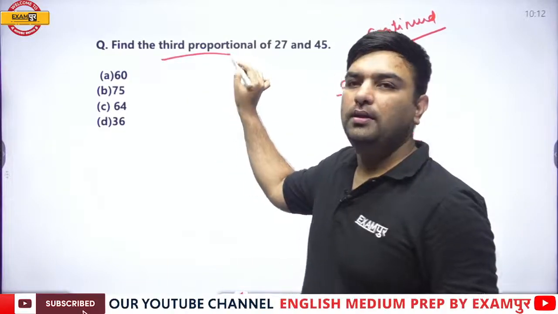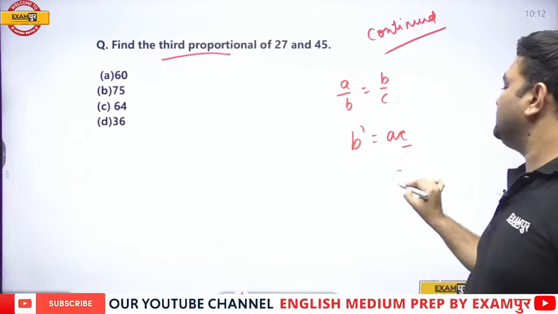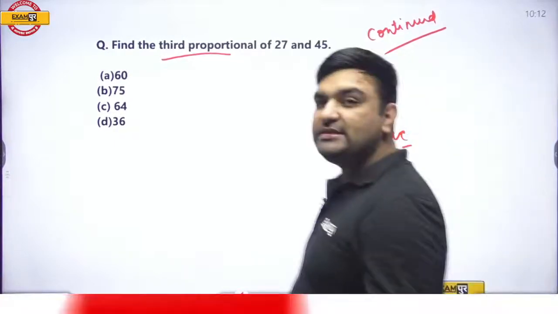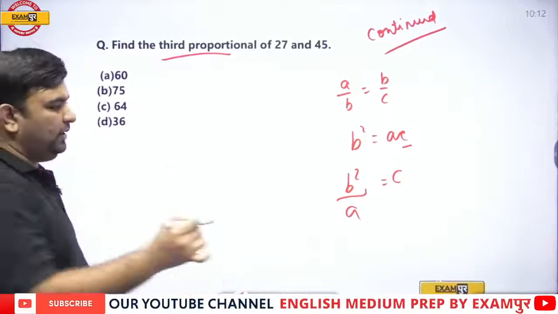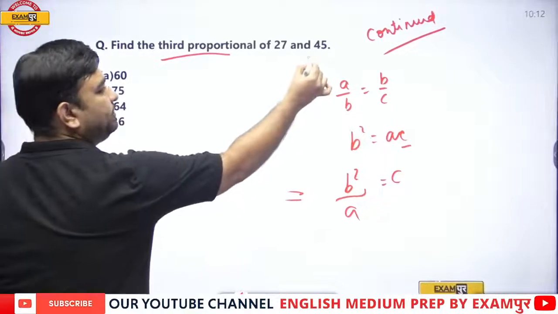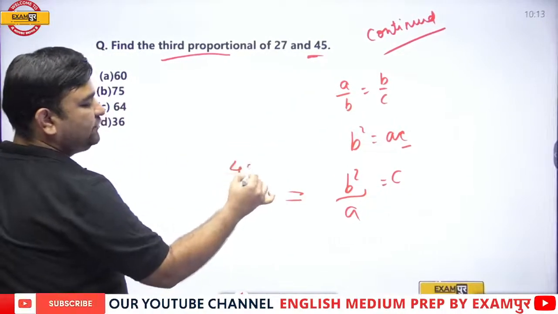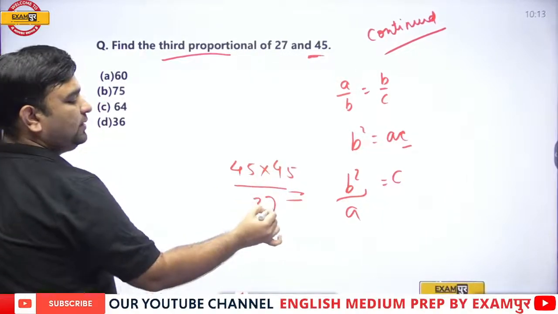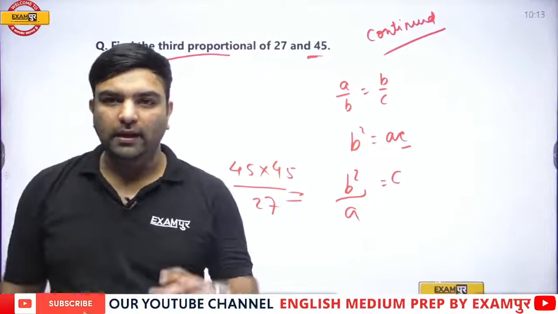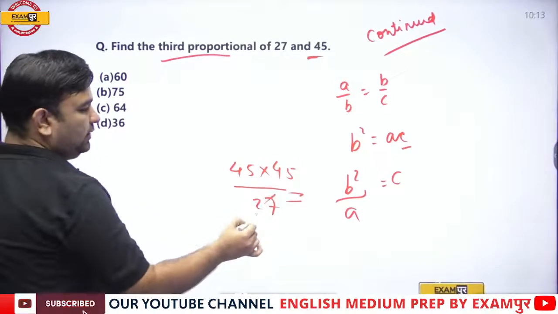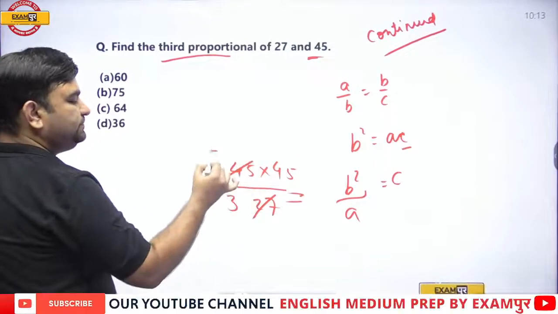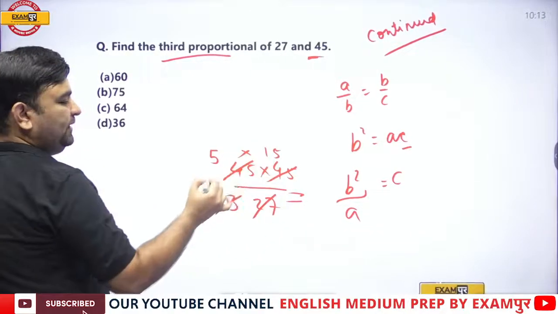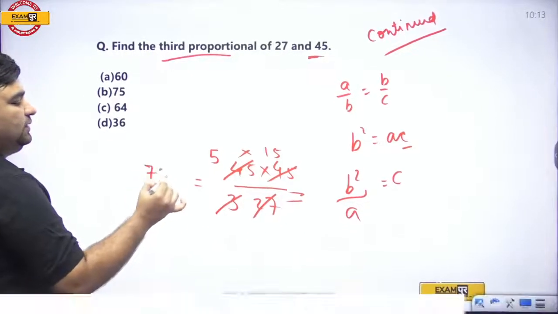Third proportional means C. C is equal to B square by A. What is B? B is 45, 45 times. And what is A? 27. 9 3s are 27, 9 5s are 45. 3 times 15, 15 into 5, 75.